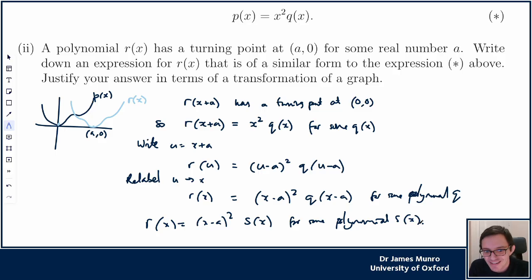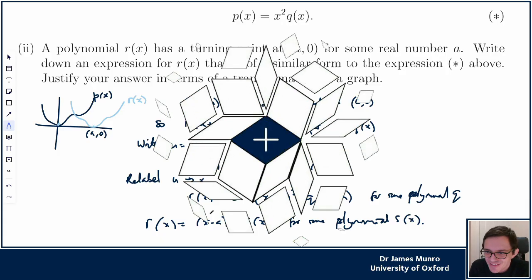I've had to bring in another letter of the alphabet, s, but the important bit here is that this r of x should have an x minus a squared times some polynomial. With that x minus a, you can think about it, I suppose, as when x is equal to a, this is 0, and then it's a repeated root for x at the value of a.